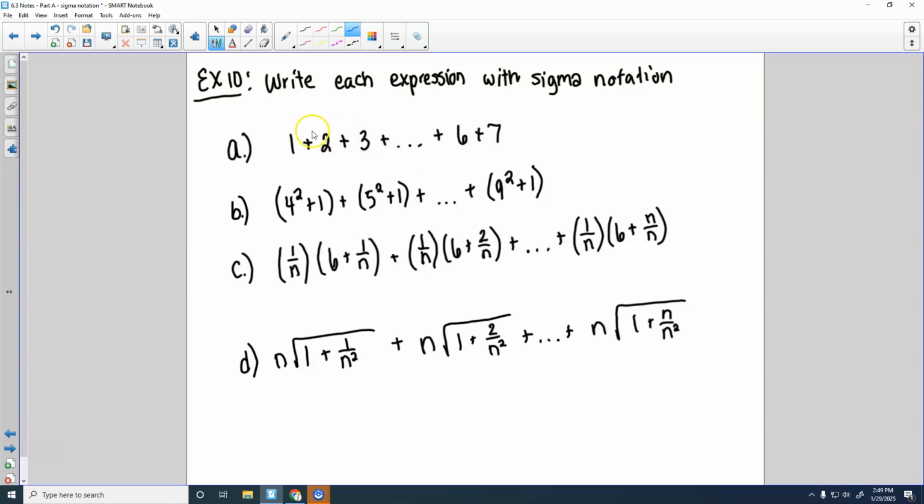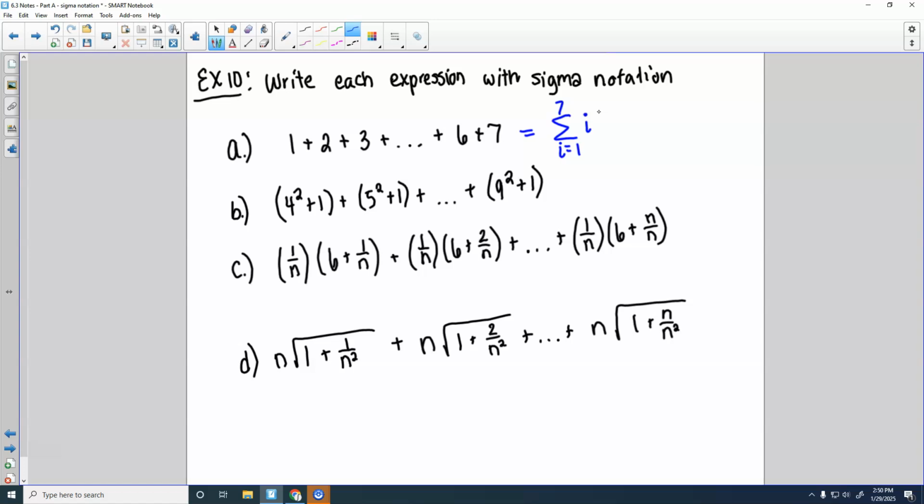So you're going to have 1 plus 2 plus 3 plus ... plus 6 plus 7, and you're going to have to write sigma notation for it. Some of these will be pretty easy. Some of them are kind of tricky. So like this particular case, you got your sigma. What number are we starting at? 1. What number do we stop at? 7. What variable goes over here? Just the I, or K, whatever variable you're using there.